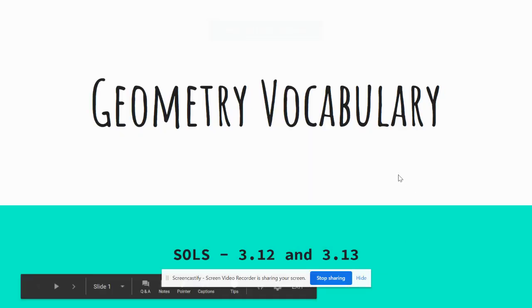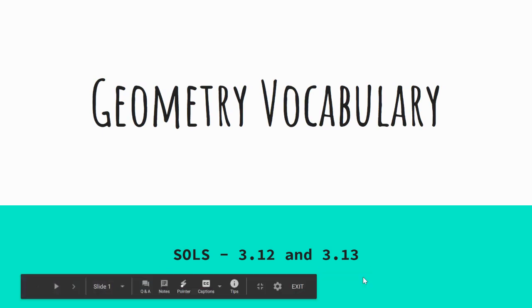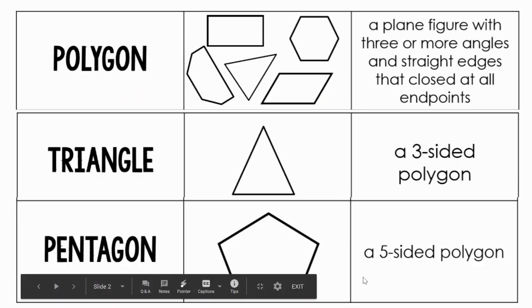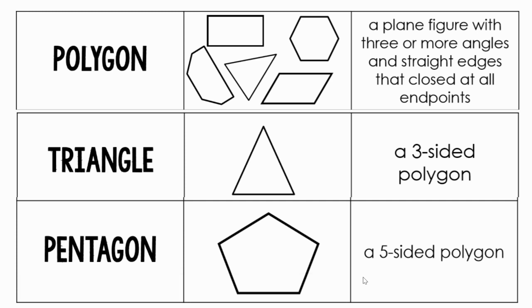Let's take a look at your geometry vocabulary for SOLs 3.12 and 3.13. First, we're going to start with polygons. What is a polygon? A polygon is a plane figure with 3 or more angles and straight edges that closes at all endpoints. It closes at all endpoints. So another name for a polygon could be a shape, but it has to be closed.